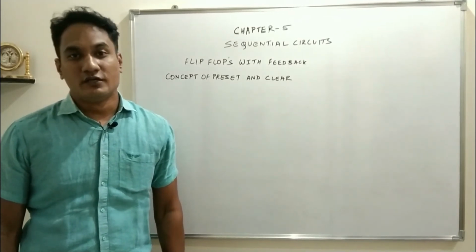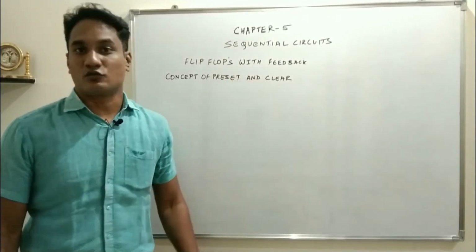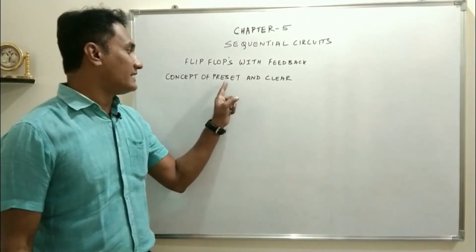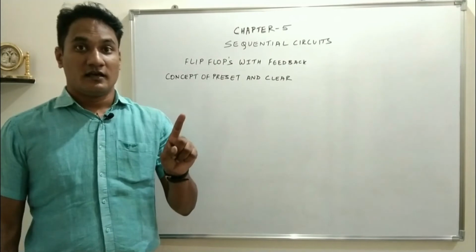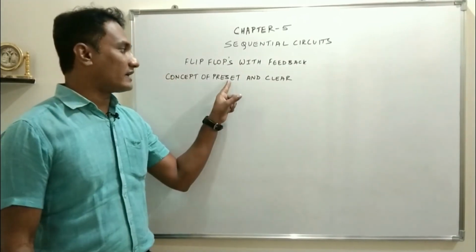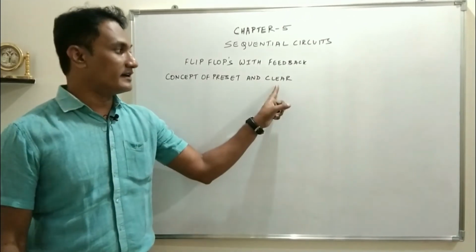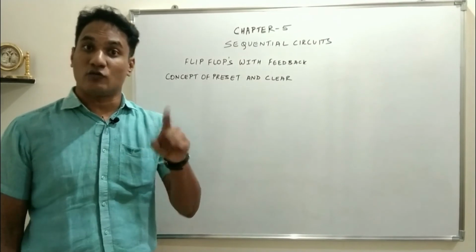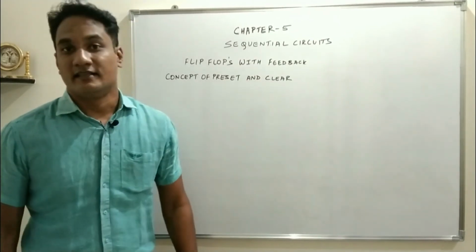So what we have to do is we have to add two more terminals to the circuit called preset and clear. As the name indicates, preset, that means if without applying clock pulse you have to set the flip-flop, you have to activate this terminal, and clear, as the name indicates, if the output has to reset to 0 without applying clock pulse, you have to activate this terminal.